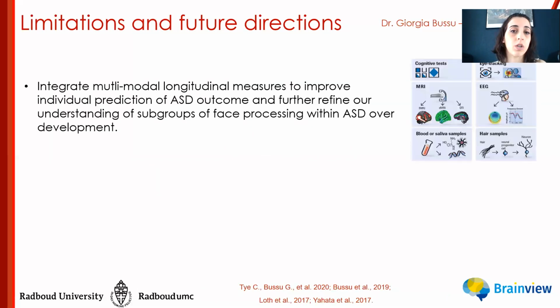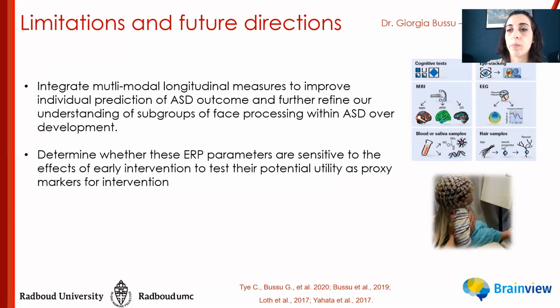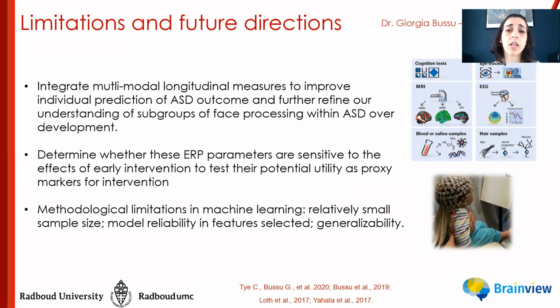In terms of limitations, we of course need to integrate different kinds of data like MRI, eye tracking, or even genetics to improve prediction, but also to refine our understanding of these possible subgroups in the ASD phenotype. And it would be useful to see whether the ERP parameters are sensitive to intervention effects, to use these ERPs and classifiers as proxy measures for intervention. And finally, we need to consider methodological limitations of machine learning. So we had a relatively small sample size, and although we used whole data validation to test reliability of our model, it is important to test the generalizability in an independent sample, especially considering feature selection.